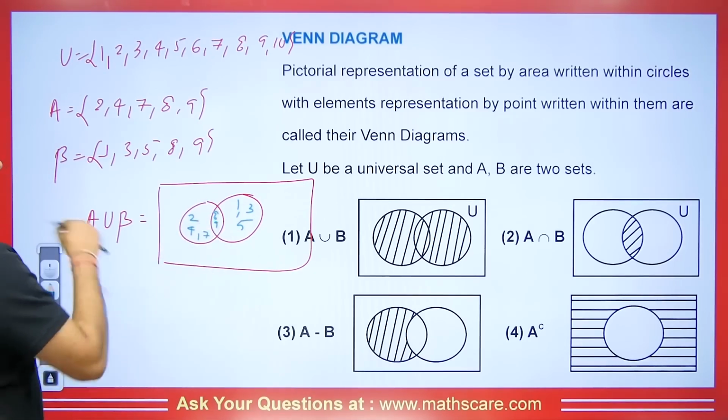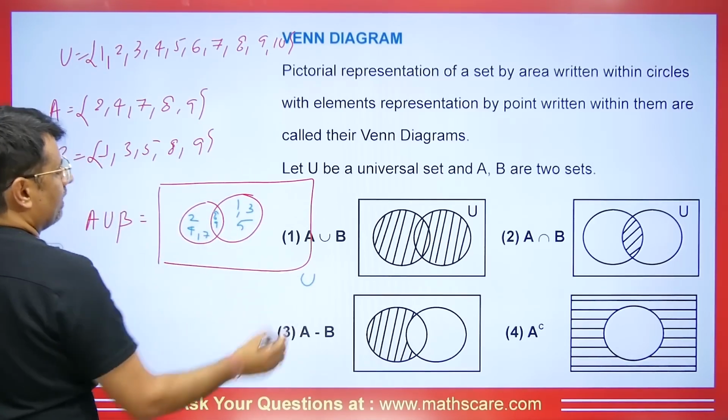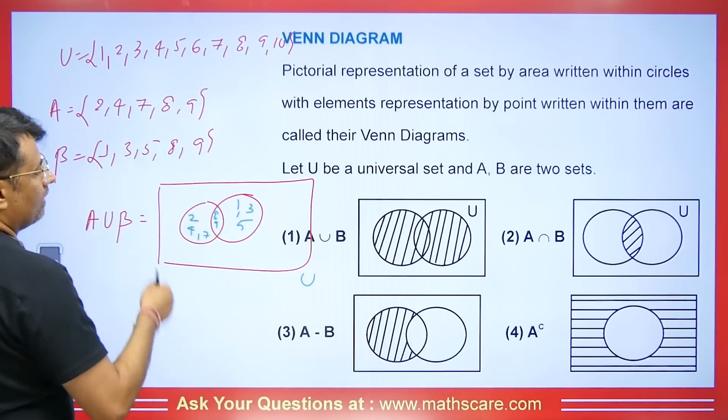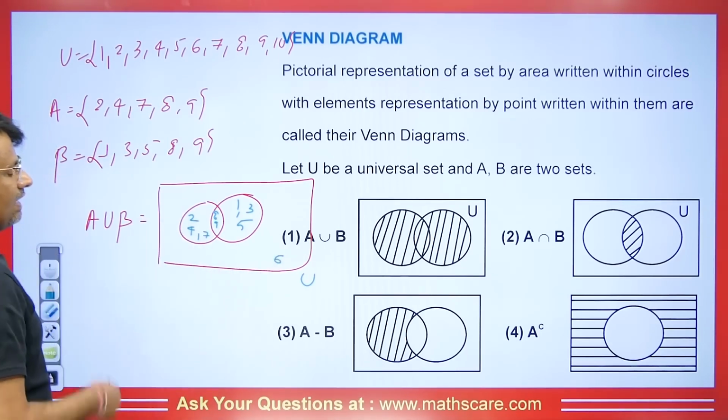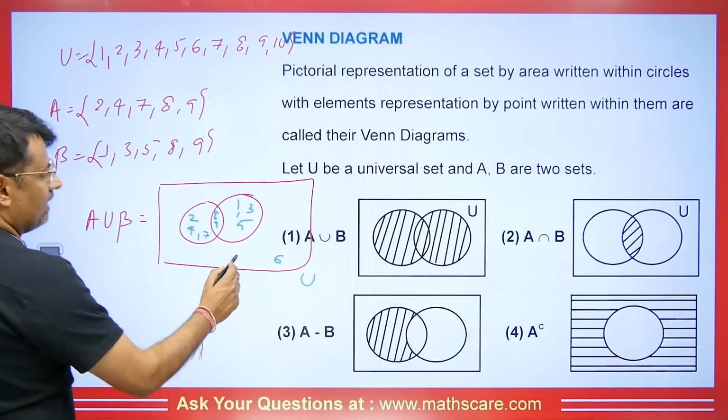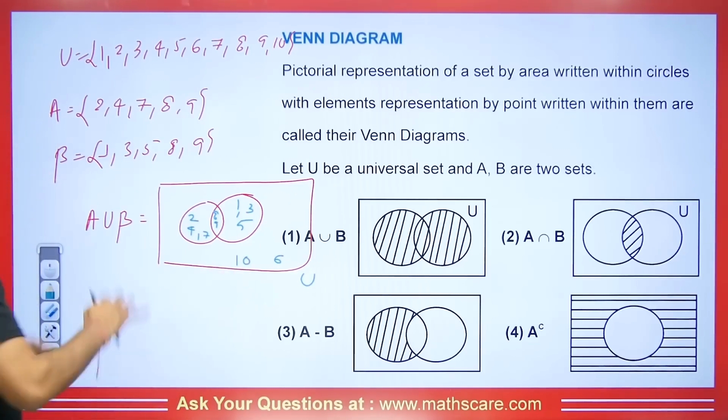Now there are a few elements which do not form a part of the union. Like 1, 2, 3, 4, 5, and 6 is missing, so 6 will come here outside. Similarly, 7, 8 and 9 are there and 10 is missing, so 10 will come here outside. So this is what our Venn diagram will look like.